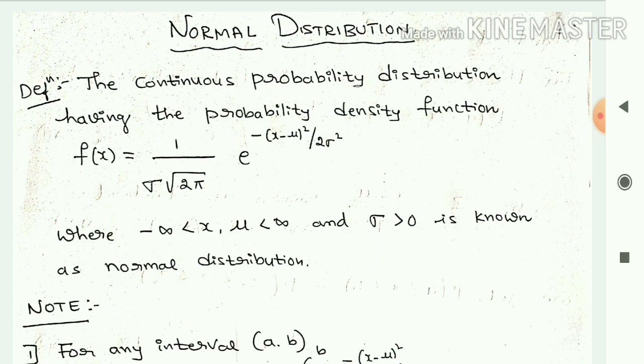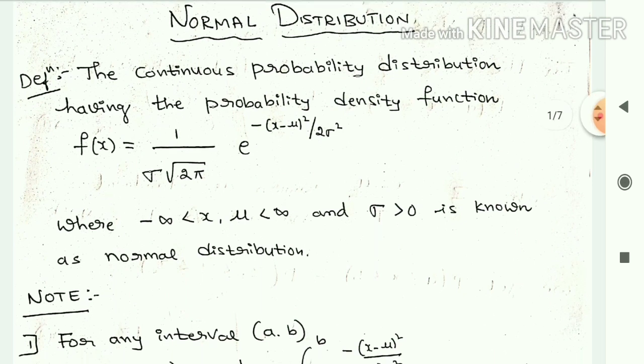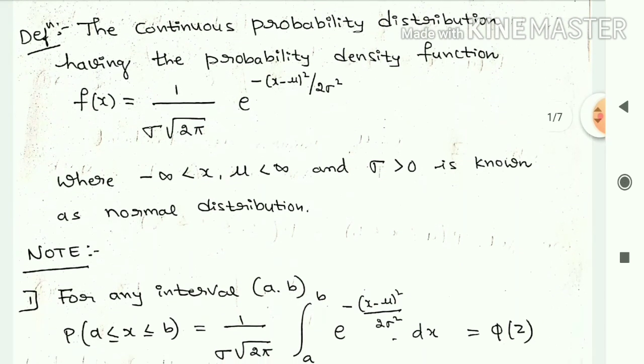So the definition is: the continuous probability distribution having the probability density function f of x equal to 1 by sigma into square root of 2 pi into e power minus x minus mu whole square by 2 sigma square, where x and mu lie between minus infinity to plus infinity and sigma is greater than 0. So this is called normal distribution. Try to remember this formula. Now this is for general.